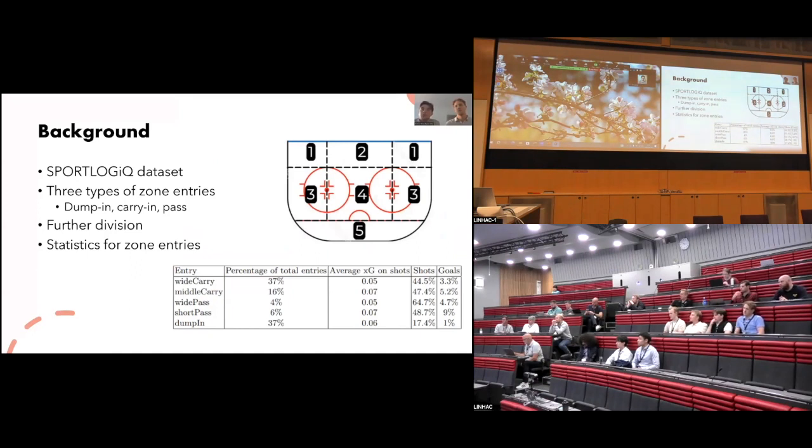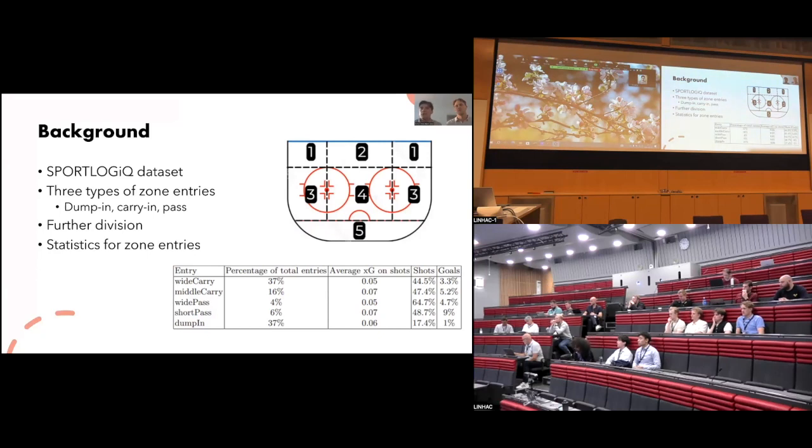These can be dump in, carry in, or passes. We further divided these into wide carry, middle carry, wide pass, short pass, and dump in. Wide carry, middle carry, and dump in are pretty self-explanatory. However, a wide pass was defined as a pass where the puck moved more than half of the rink sideways, and a short pass where the puck moved less than half of the distance.